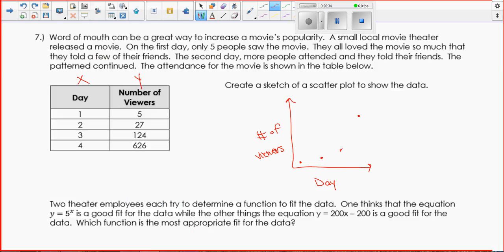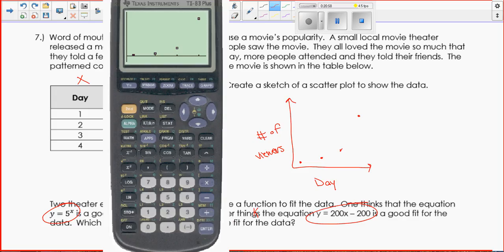Okay. So it says 2 theater employees each try to determine a function to fit the data. One thinks that the equation y equals 5 to the x is a good fit for the data, while the other thinks the equation y equals 200x minus 200 is a good fit for the data. Which function is the most appropriate fit for the data? Alright, so based off of what it looks like, we should be thinking that it's got to be exponential, but we'll check both of them. We should check to make sure.